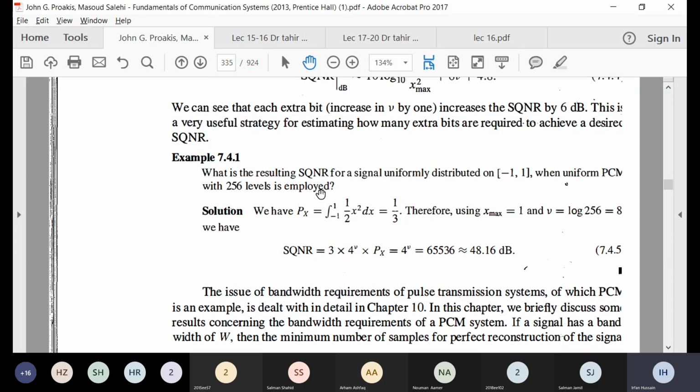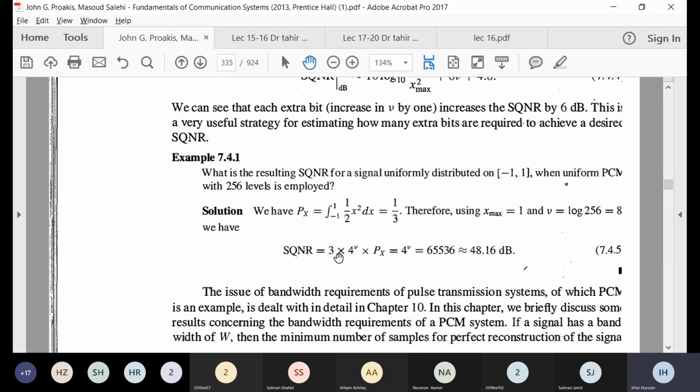Now an example of SQNR for a uniformly distributed signal when uniform PCM is applied with 256 levels. First we find the signal's power, where the signal is uniformly distributed. In this range it will be the integral of 1 over 2 x square dx, which we have already found in chapter 5, and you can check again. This comes out to be 1 over 3. So your x max will be equal to 1, and v will be equal to log of 256 to base 2, which is equal to 8.